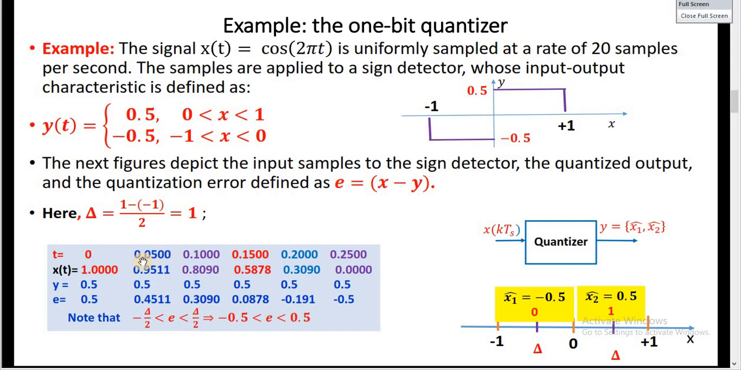At t equals 0.05, we take another sample from the cosine function. This sample value is 0.9511. Again, it falls in this region, and therefore it is assigned the quantization level 0.5. So this is the quantizer output corresponding to this sample, and the error, again, is the difference between this sample value and the quantizer output, which is 0.4511. We can repeat this calculation for all samples.